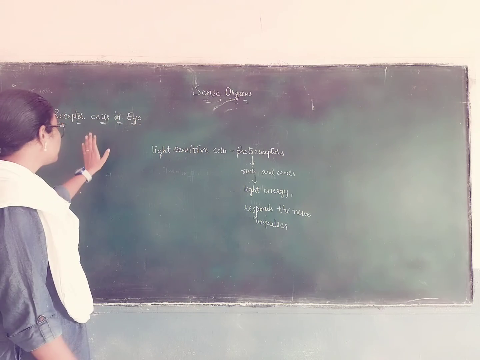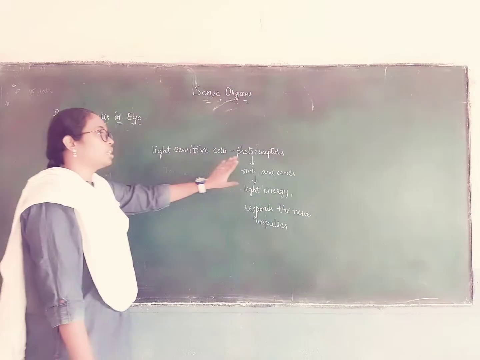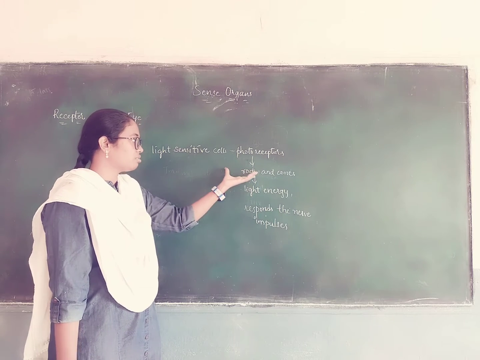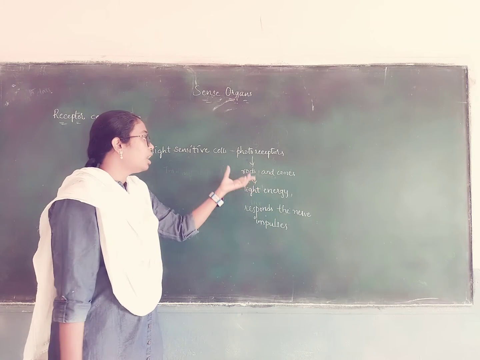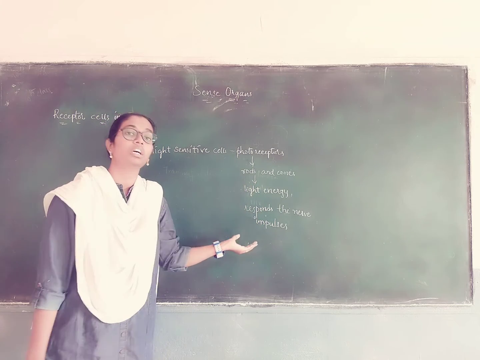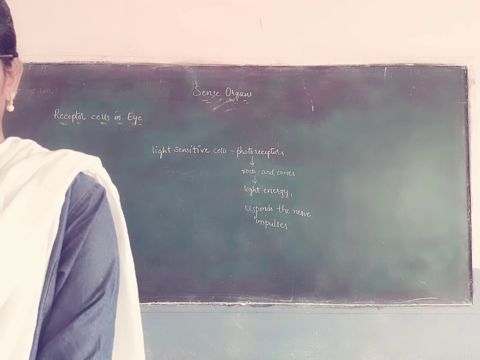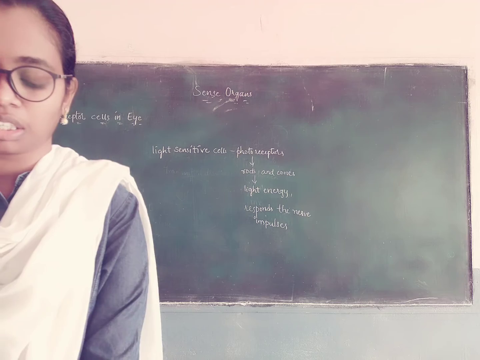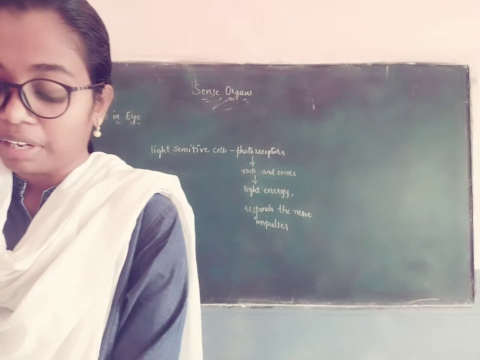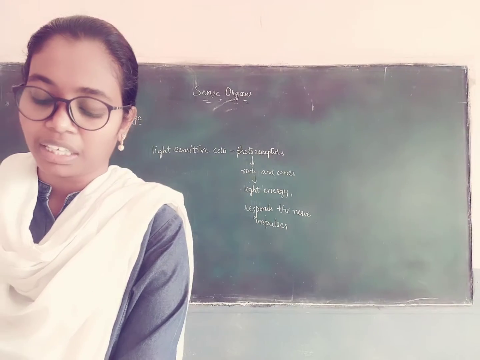As we know, the receptor cells in the eye, the light sensitive cells, are known as photoreceptors. These photoreceptors contain two specialized cells known as rods and cones, and these rods and cones will absorb light energy and respond with nerve impulses. But why are there two sorts of photoreceptors? Because our eyes function sometimes in near darkness and sometimes in bright light.